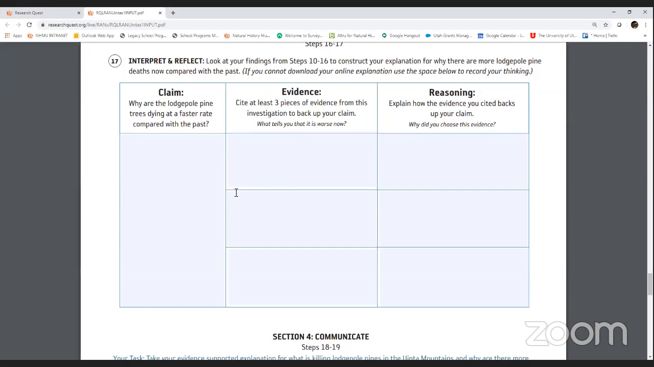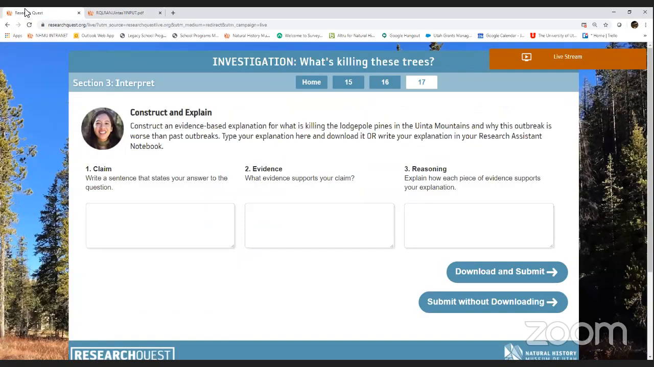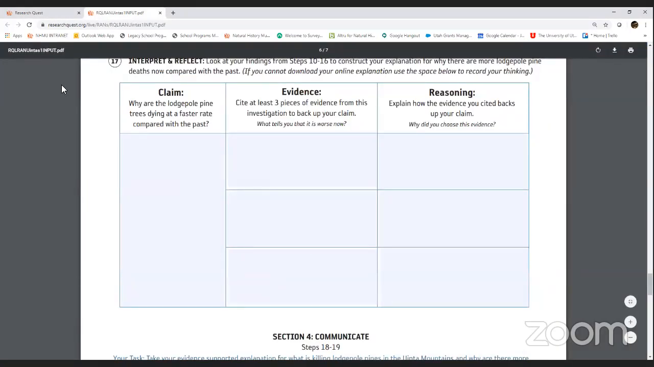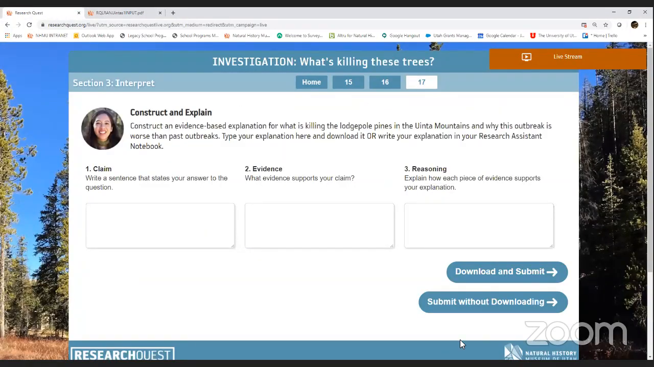I'm going to give you 5 minutes to work on your claim. Again, you can work directly here, or you can work in your research assistant notebook. Then you can submit without downloading, or you can download and submit. I'll be working on my screen as well, so you can follow along with me if you want.